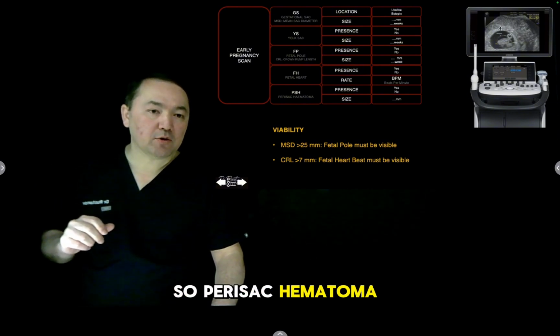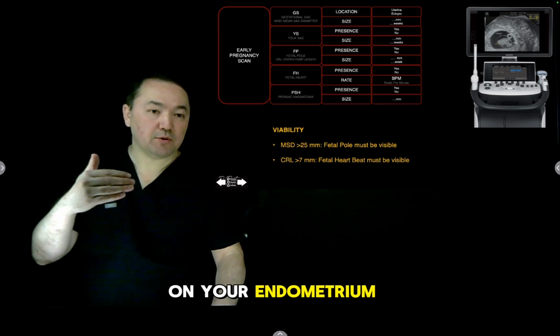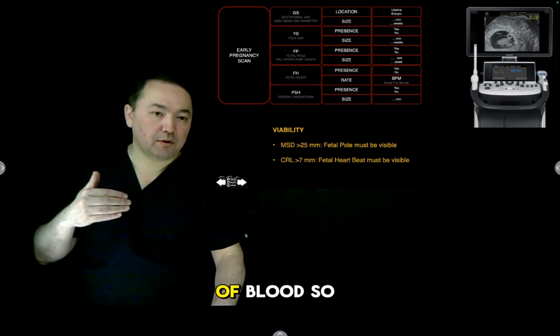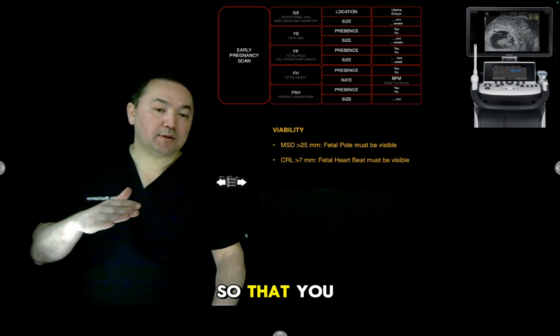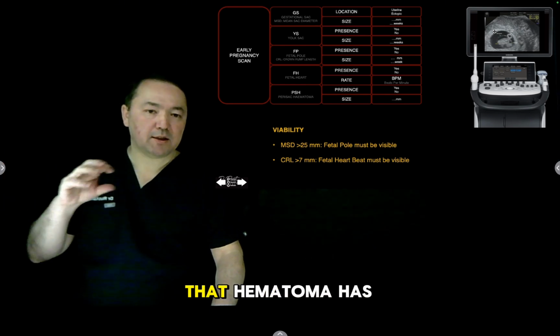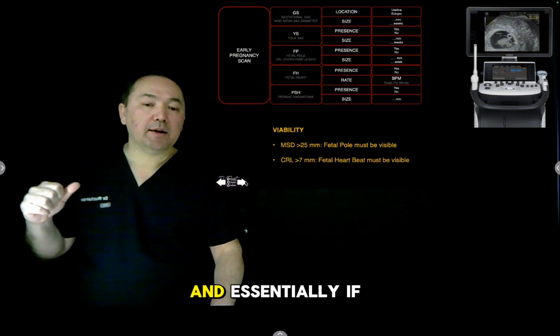So perisac hematoma can happen when your placenta is implanting on your endometrium, so you may have a leakage of blood, which you can see as a hematoma. So that needs to be recorded so that you can have a follow-up scan to make sure that the hematoma hasn't increased in size and it's not causing any problems.